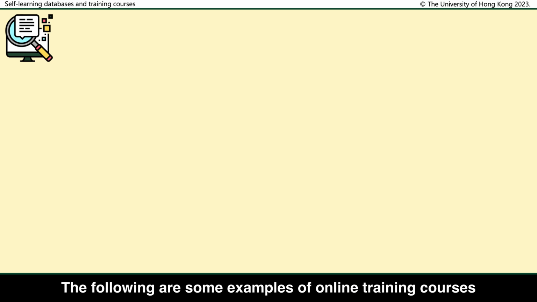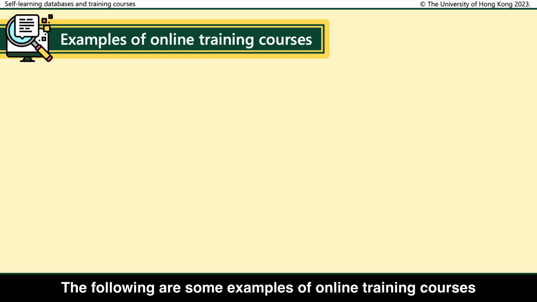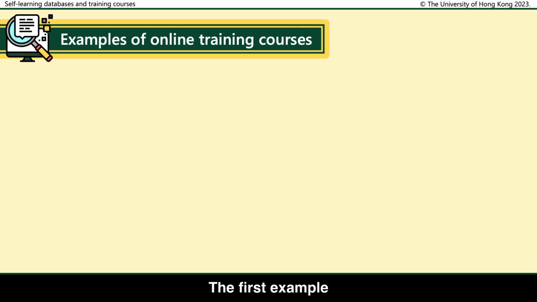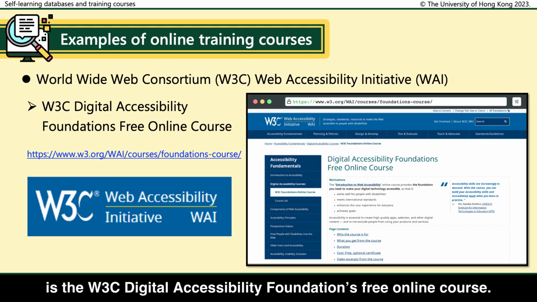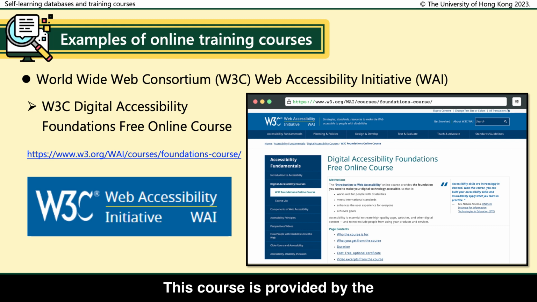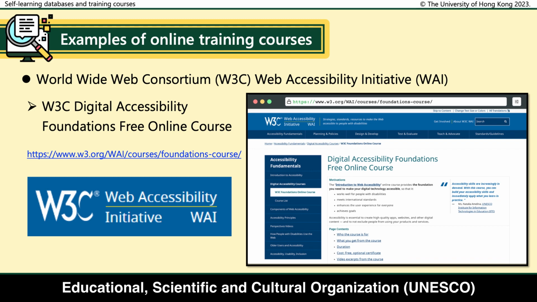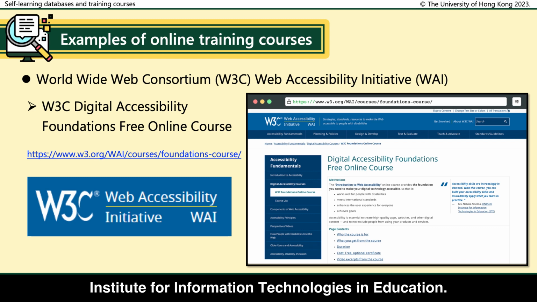The following are some examples of online training courses that you may consider. The first example is the W3C Digital Accessibility Foundation's free online course. This course is provided by the World Wide Web Consortium, W3C, Web Accessibility Initiative, WAI, and the United Nations Educational, Scientific and Cultural Organization, UNESCO, Institute for Information Technologies in Education.